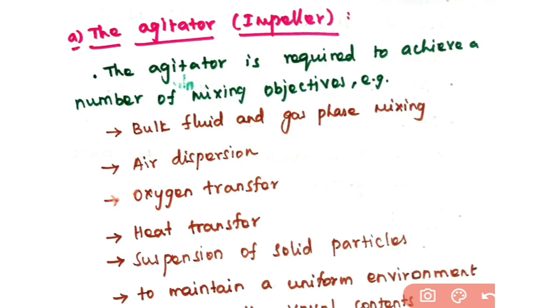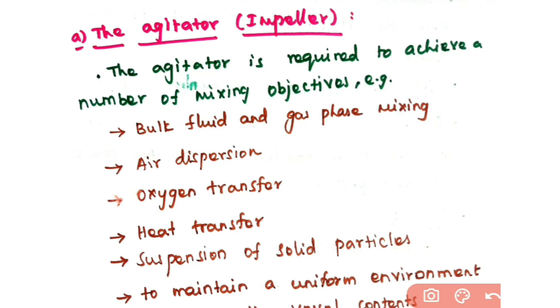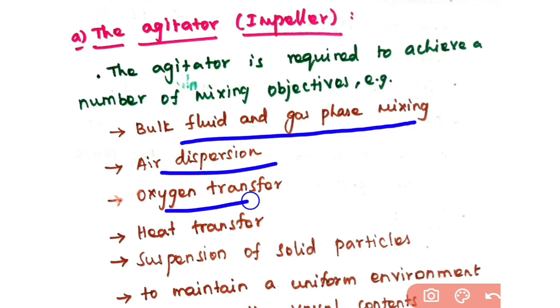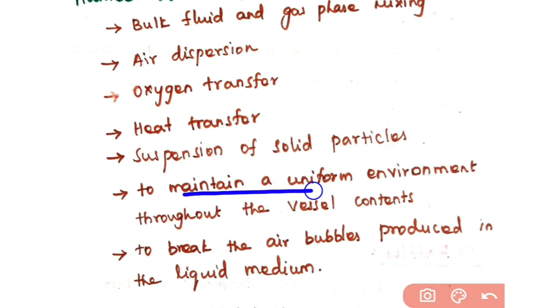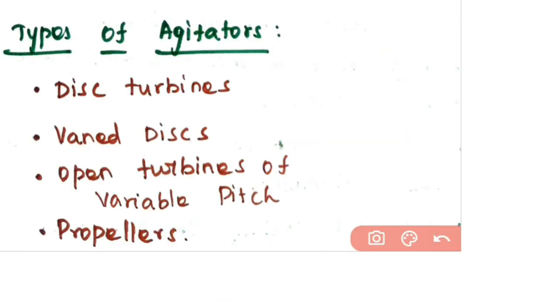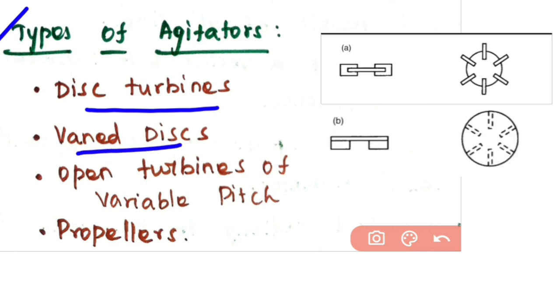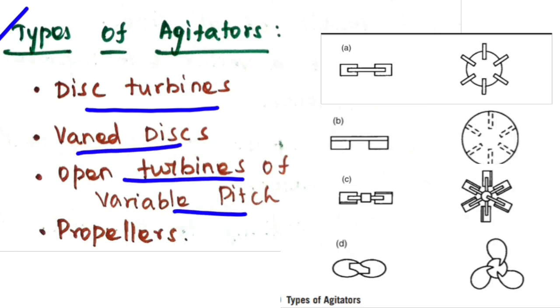Mainly this agitator is used to mix your bulk fluid inside your fermenter. Okay, so bulk fluid and gas phase mixing, then to disperse the air, then oxygen transfer, heat transfer, suspension of solid particles present in your fermenter, then to maintain a uniform environment throughout the vessel content. It is also used to break the air bubbles produced during your process in the liquid medium. The next one is you have different types of agitators, which are known as disc turbines, vaned discs, open turbines of variable pitch, and propellers.